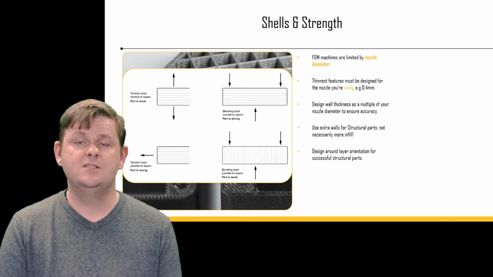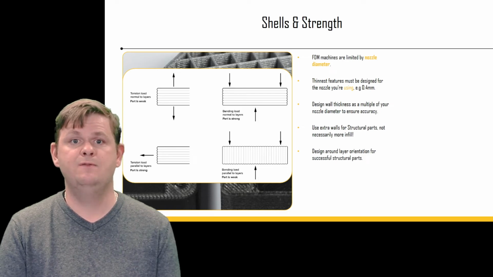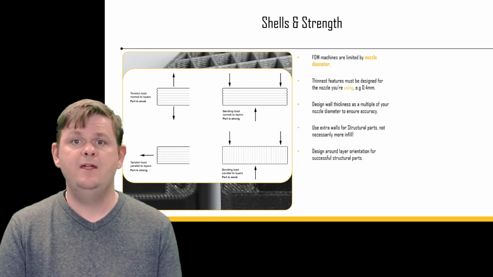For structural parts, use thicker walls to increase strength. Increasing infill will not necessarily make a difference. Design around layer orientation for successful structural parts. No tension and bending forces applied to the part, and orientate accordingly for the best results.